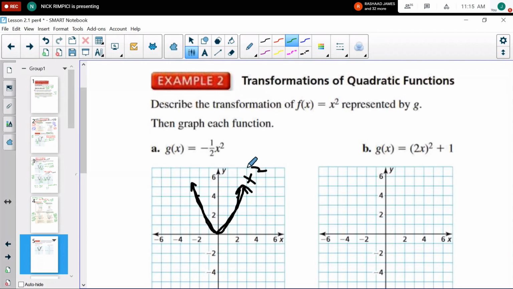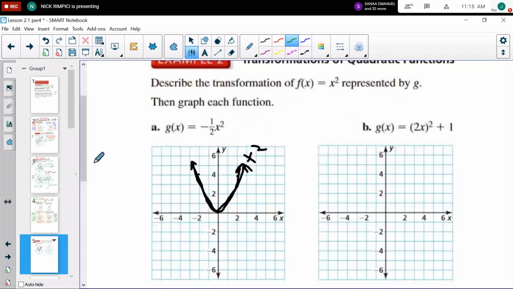Oh, it's going to reflect. Yeah, I agree with that. So prediction, it's going to reflect. I agree with this. Anything else? What do you think the 1/2 is going to do? Anybody have any idea what the 1/2 is going to do? It's going to cause a vertical shrink. Vertical shrink. So we're going to see a reflection and a vertical shrink.